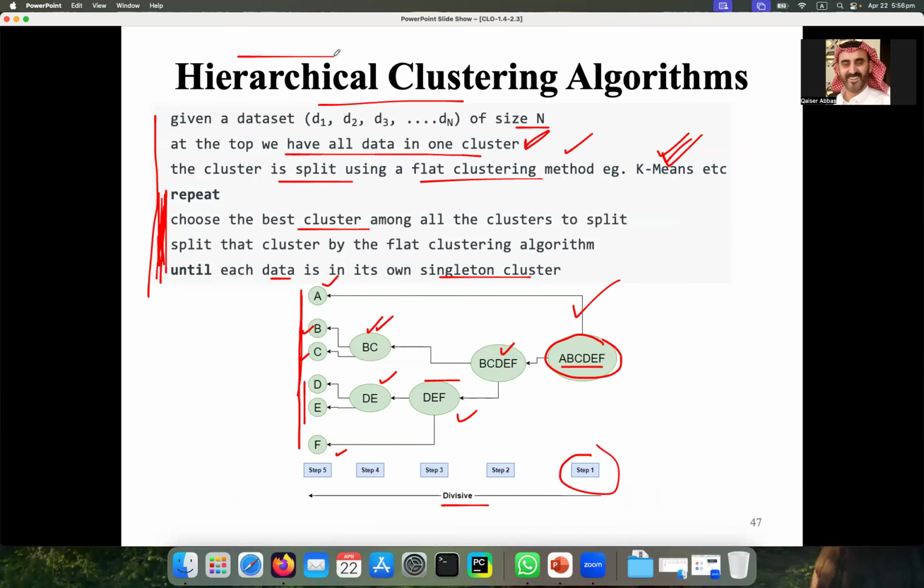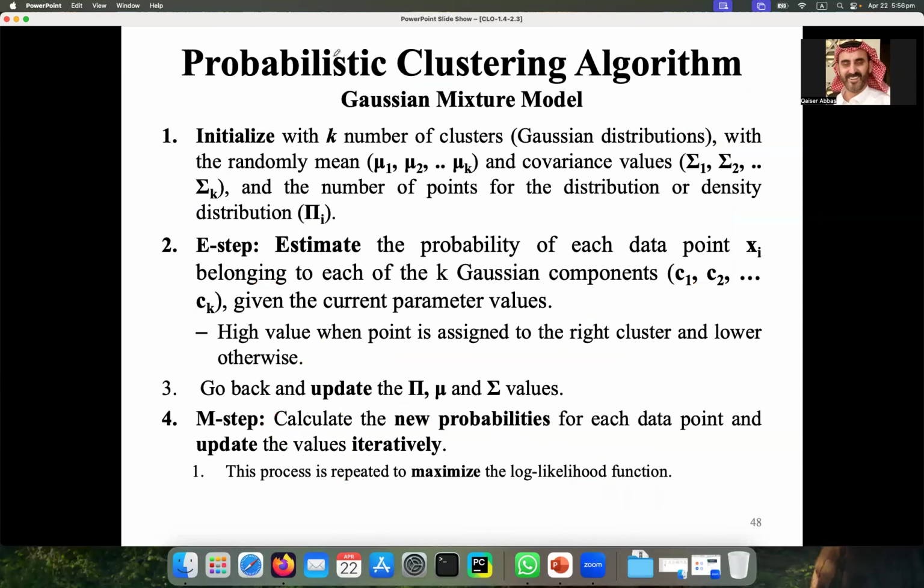Now moving next to probabilistic clustering algorithms. We have previously seen a short definition of probabilistic clustering, and we know that in probabilistic clustering we use some kind of probabilistic theory. Here we are using the Gaussian mixture model. What is a Gaussian distribution?